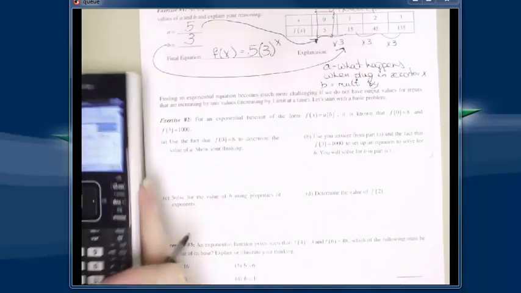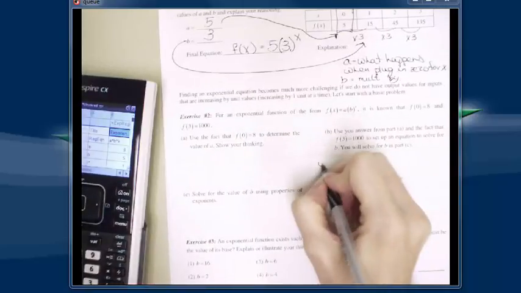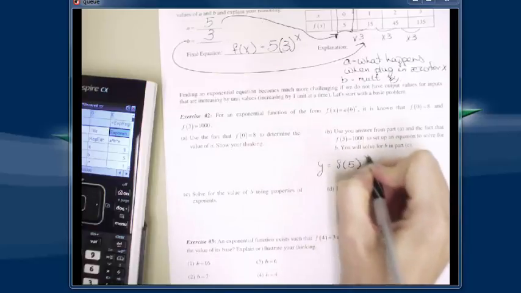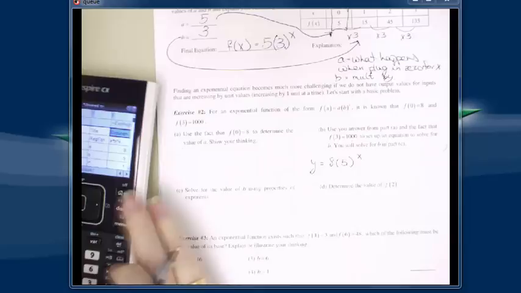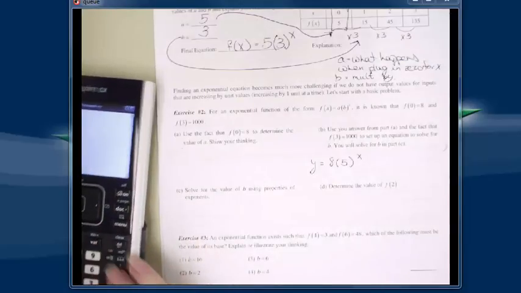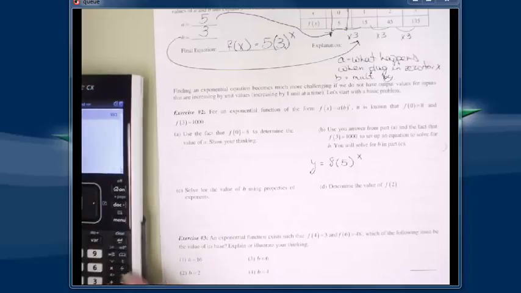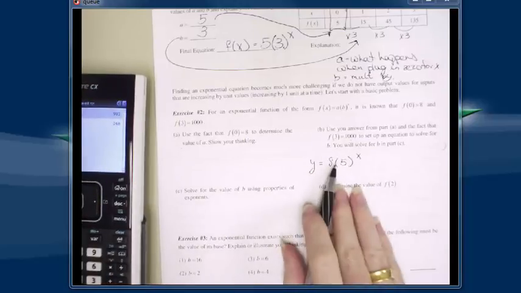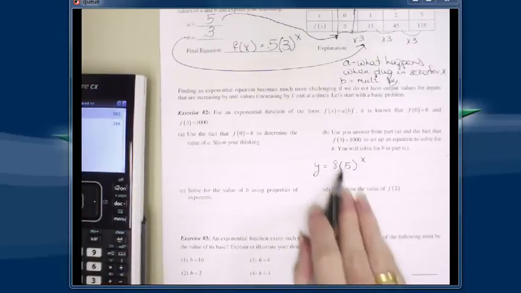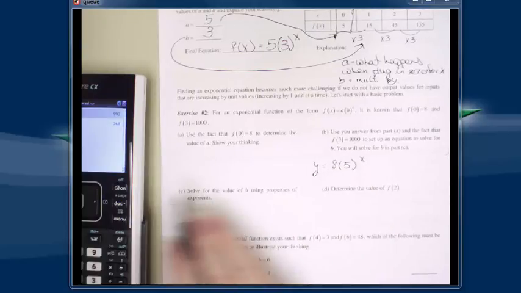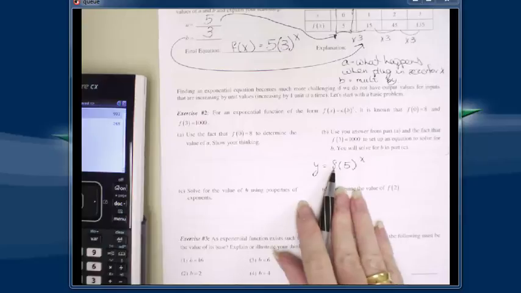And they're telling me that it's going to be y equals 8 times 5 to the x. So we can see that what got multiplied here was by 5s. And the 8 is what we moved from.